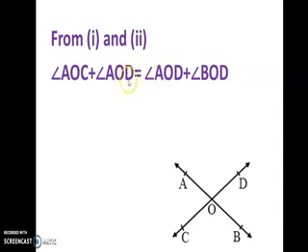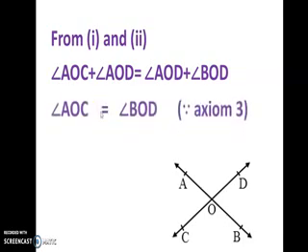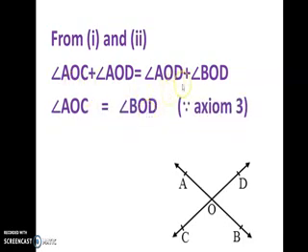What it states, remember? It states that if equals are subtracted from equals, then the remainders are equal. These two are equals. Now I am going to subtract these equals from these equals. So the remainders are equal. So the remainders are angle AOC and angle BOD, and these two are equal. Yes, we proved now. Angle AOC is equal to angle BOD.